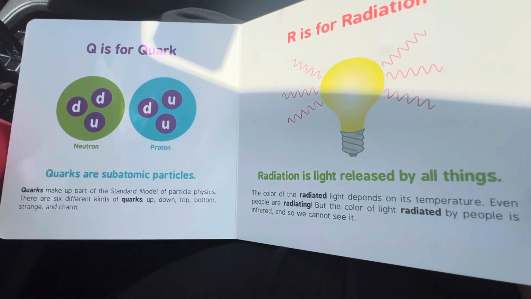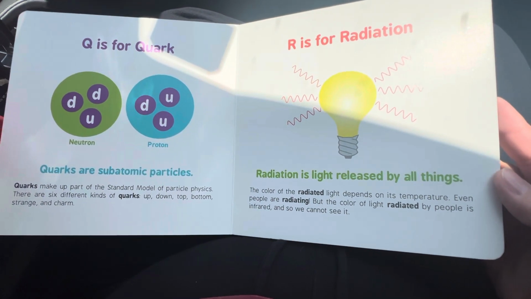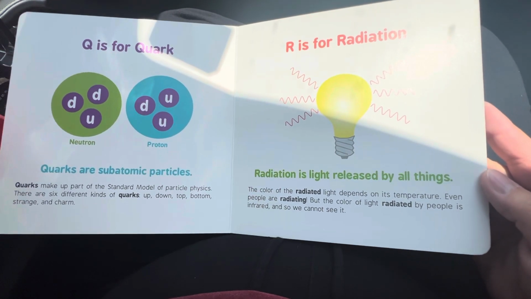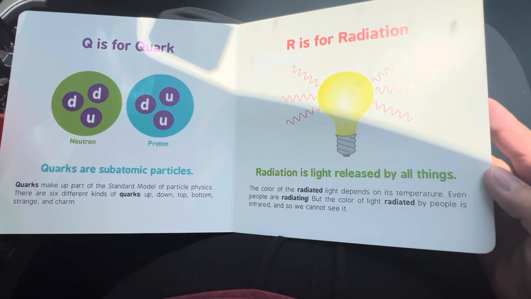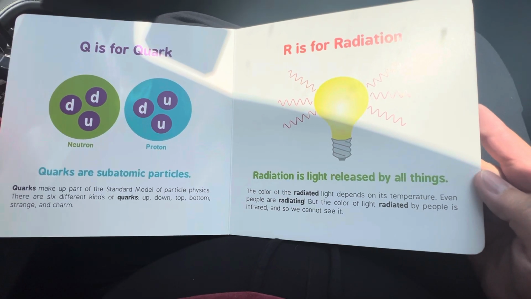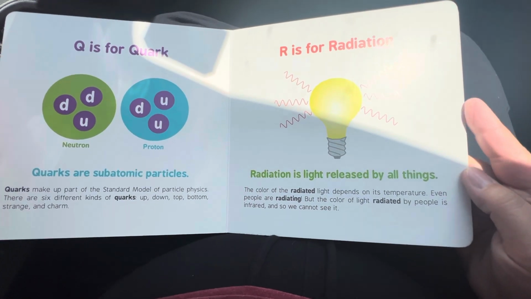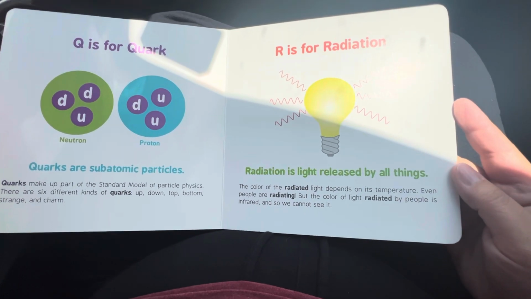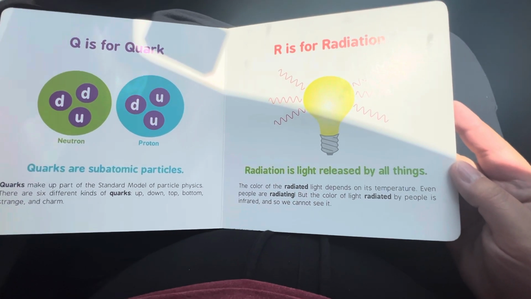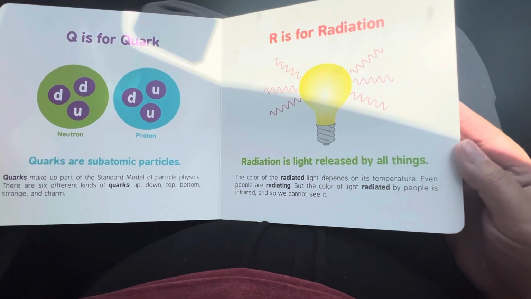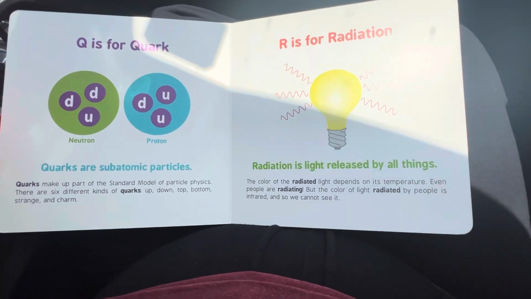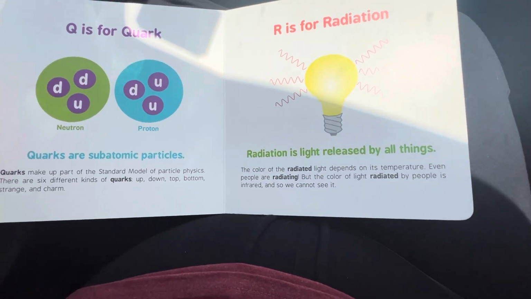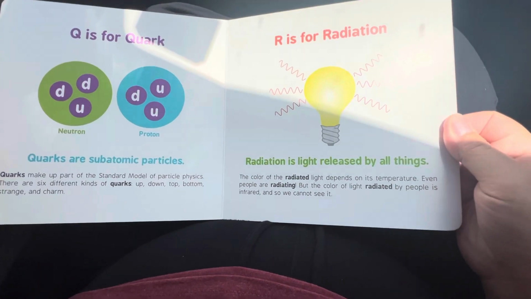R is for radiation. Radiation is light released by all things. The color of the radiated light depends on its temperature. Even people are radiating. So when you're radiantly smiling, that's a good thing, you're doing physics. But the color of light radiated by people is infrared, so we cannot see it. So to be serious, when we are radiating, it is the kind of warmth that we have. So if you give somebody a hug and they're really warm and cozy, that's because they're generating heat.